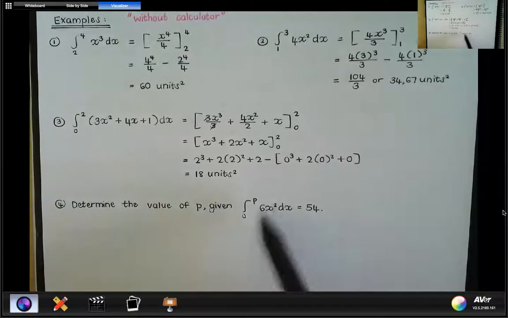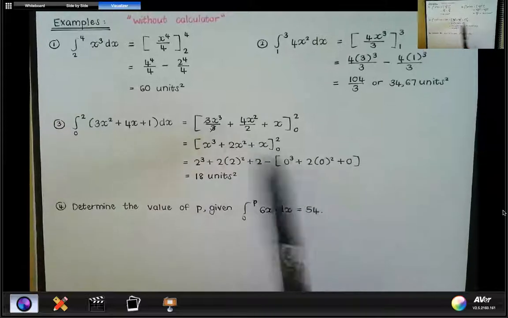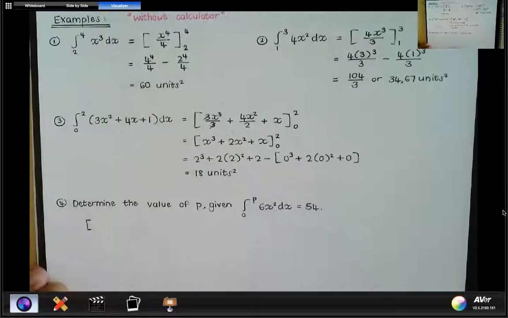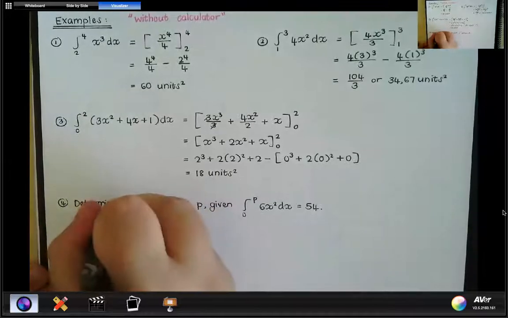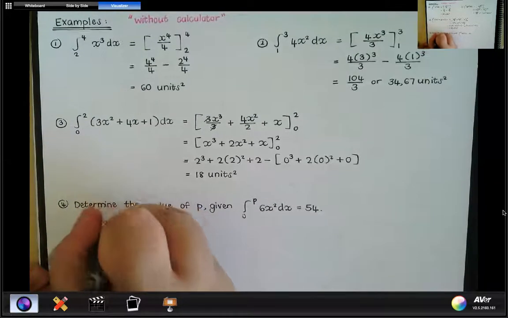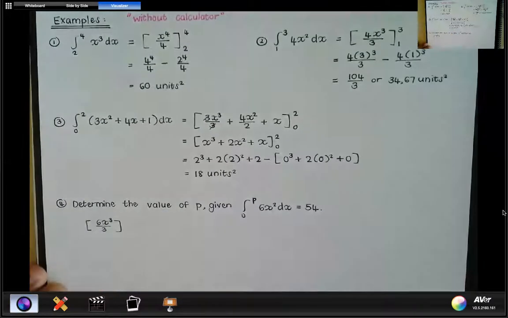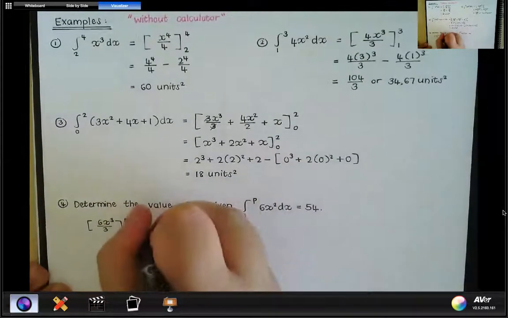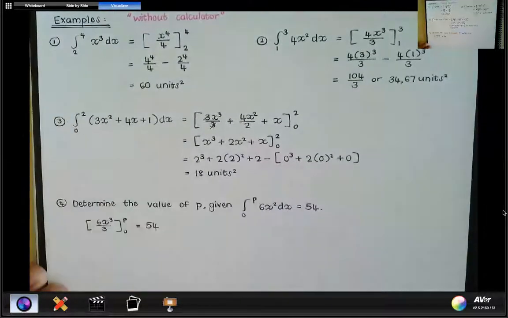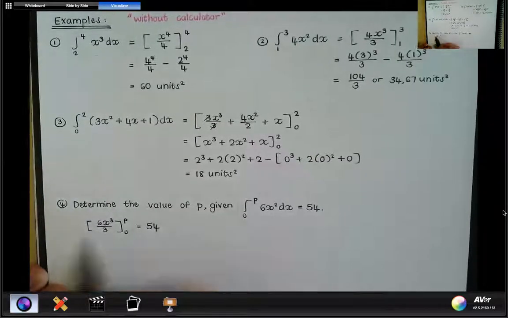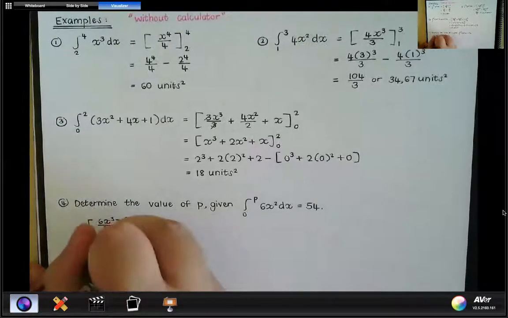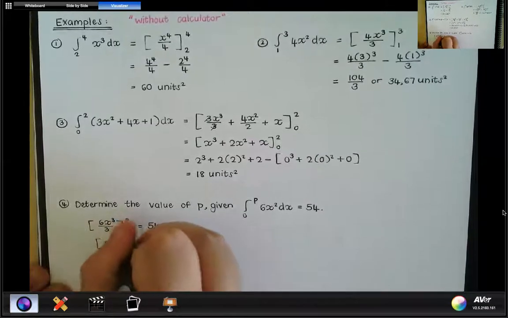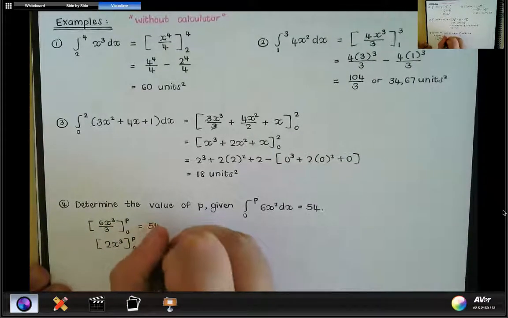Okay, so if we were to calculate this, we would do this whole process, hey? So we would say that square brackets, integral of 6x squared is 6x cubed over 3. And then we're going from 0 to p, and that now is equal to 54. That is the value that they've given us. Okay, now 6 and 3 will simplify, obviously, so we'll actually get 2x cubed, p and 0, is equal to 54.